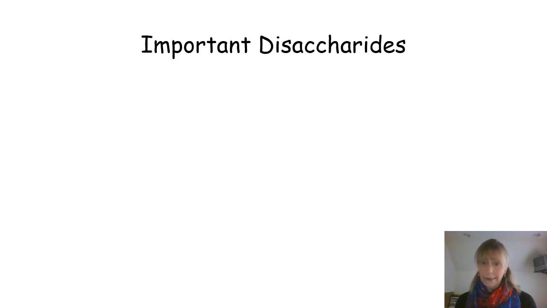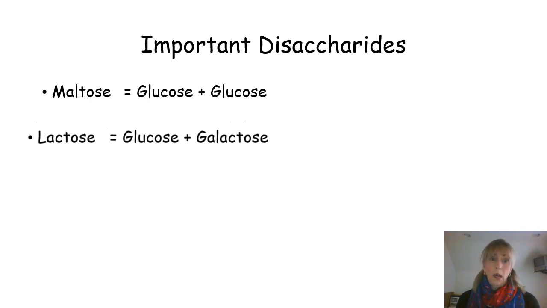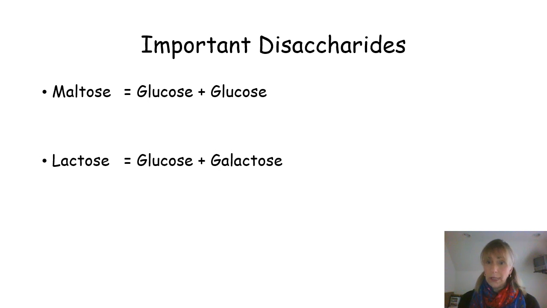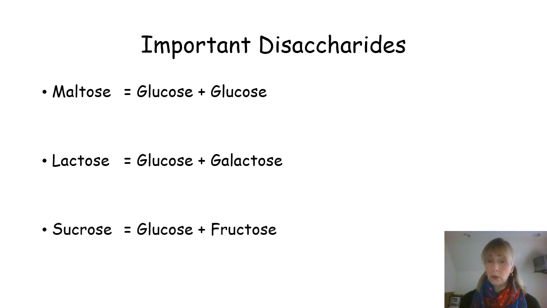We're going to be looking at disaccharides. The important disaccharides that we're going to be looking at are maltose. Maltose is a disaccharide that has two glucose units linked together. We're also going to be looking at lactose. Lactose is another disaccharide. Its two monomers are glucose and galactose. And our last one is sucrose. It's a disaccharide which is made up of glucose and fructose.